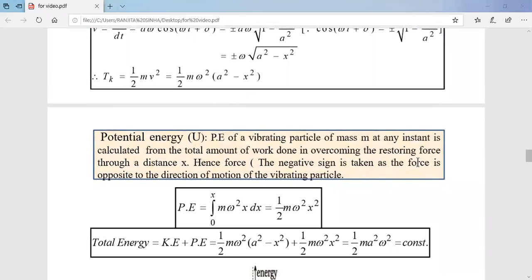Now next we are going to prove the expression of potential energy. The potential energy of a vibrating particle of mass m at an instant is calculated from the total amount of work done in overcoming the restoring force through a small distance x. Hence, the expression of potential energy is the integral from 0 to x of m omega square x dx. So ultimately we are getting half m omega square x square.